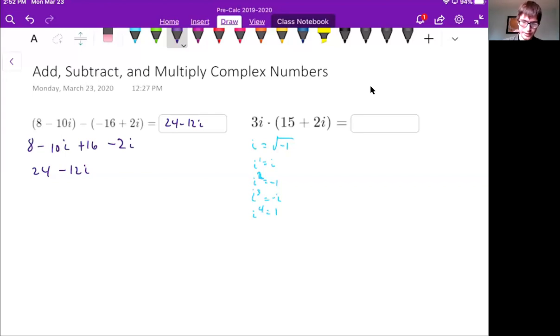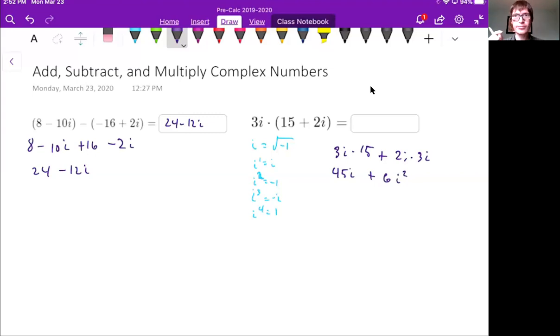So let's start by distributing this 3i into the 15 plus 2i and just see where it takes us. So we get 3i times 15 plus 2i times 3i. Well, 3i times 15, we can put that together. 3 times 15 is 45i. And then 2i times 3i. Remember, we're using PEMDAS. We're doing the multiplication first before we do the addition. 2 times 3 is 6. And then i times i would be i squared.